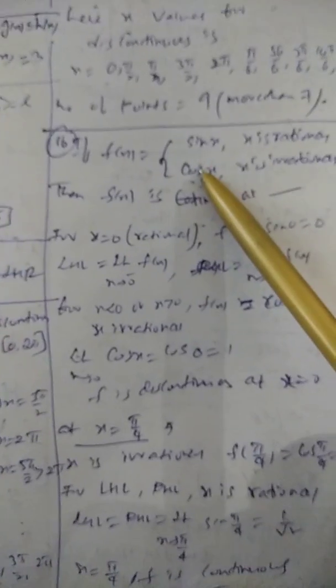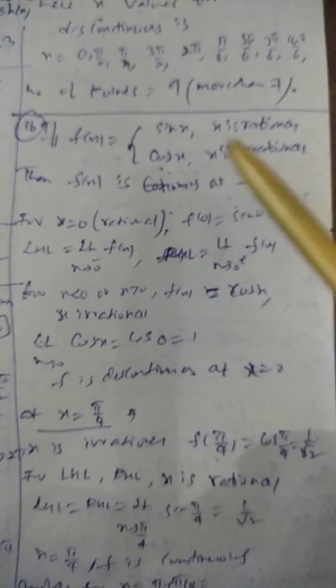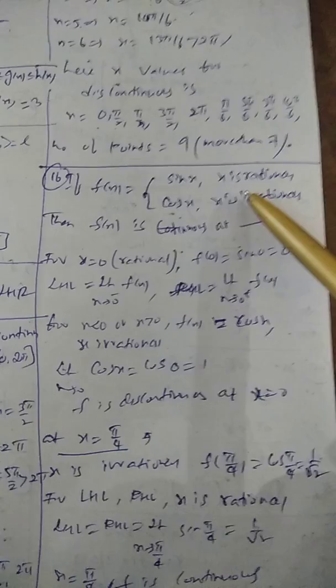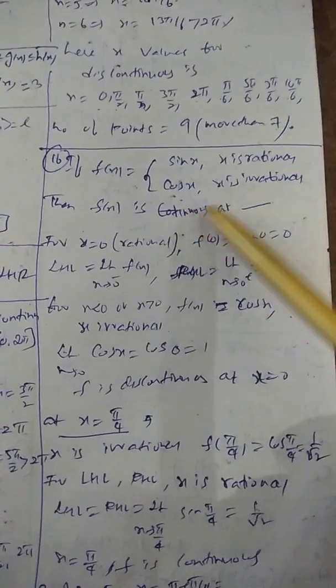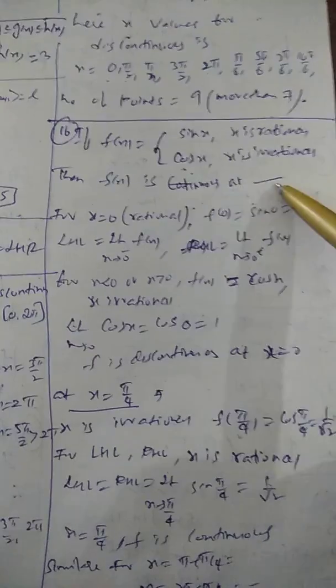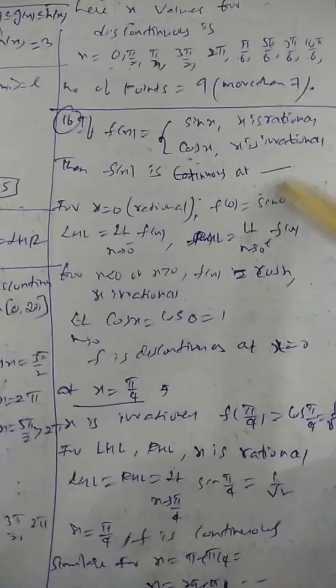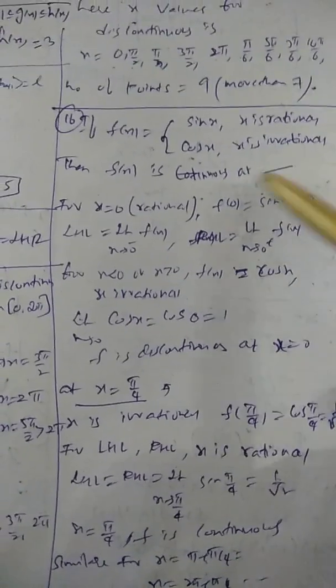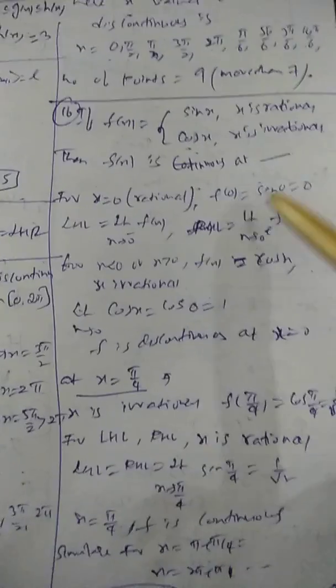Next, let's go for the other one. Now, this is also a different question. f of x equals sin x when x is rational, and cos x when x is irrational. Then find at which values f of x is continuous. From the options we have x equals some values and discontinuity. So let me discuss the continuity at some values.